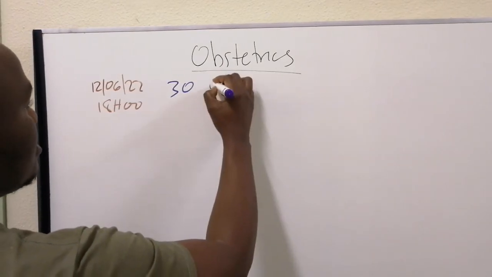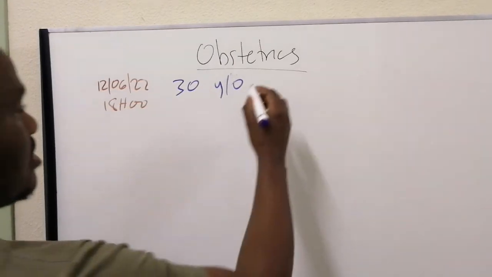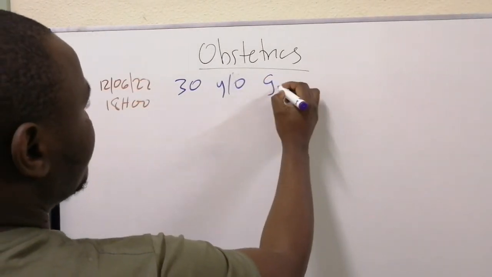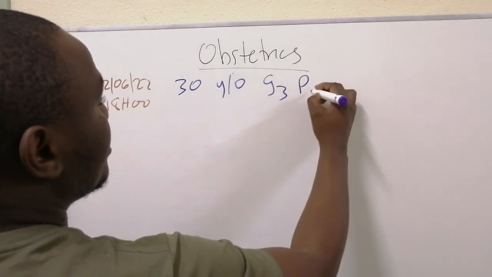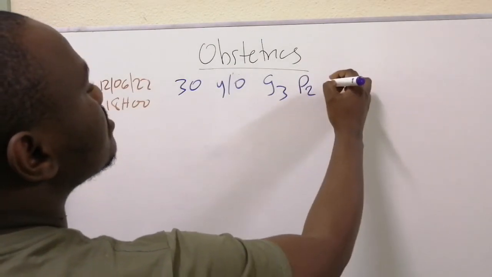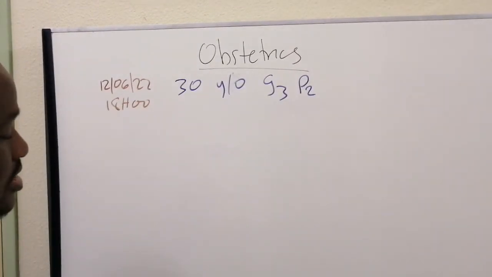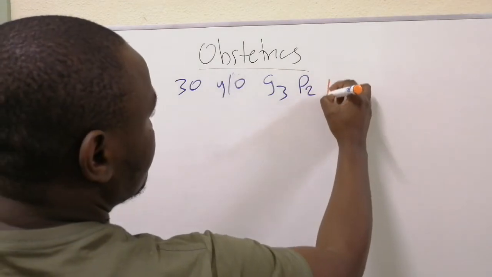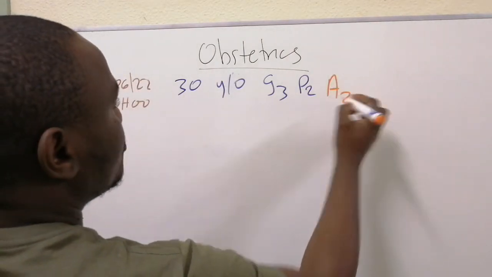Sorry, so it's a 30-year-old, right? It's a 30-year-old. Let's say it's gravida 3, para 2. Let me put the A there in orange. Let's say alive 2.